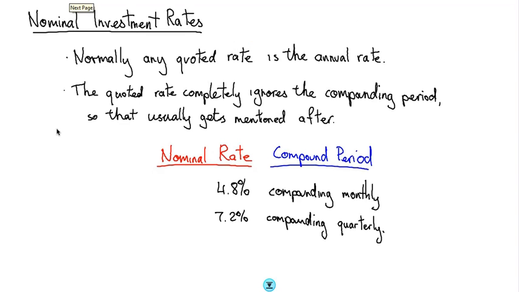Nominal investment rates. Normally they are quoted. The quoted rate is the annual rate. So if they say 7.8%, they mean 7.8% per annum. The quoted rate completely ignores the actual compounding period. So that usually gets mentioned after. So they might quote you by saying 4.8% compounding monthly or 7.2% compounding quarterly.